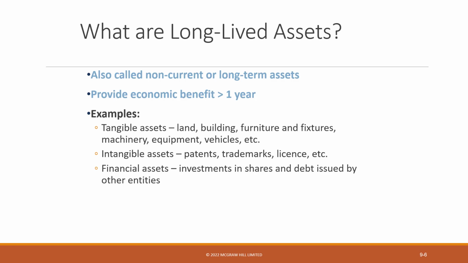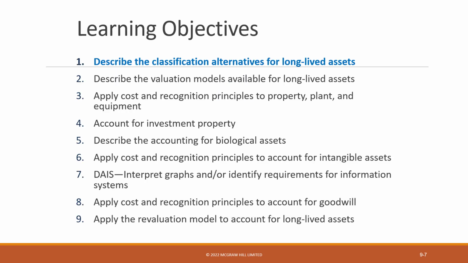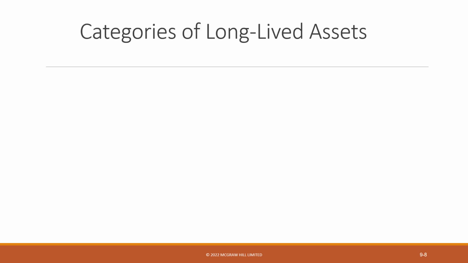Examples of long-lived tangible assets, typically referred to as capital assets or sometimes as fixed assets, include land, buildings, furniture, fixtures, machinery, equipment, and vehicles, just to name a few examples. Examples of long-lived intangible assets, assets which don't have any physical substance, include patents and trademarks. And then examples of long-lived financial assets include investments in the equity or debt securities issued by other entities. Now that we understand what long-lived assets are, let's move forward with classifying long-lived assets.